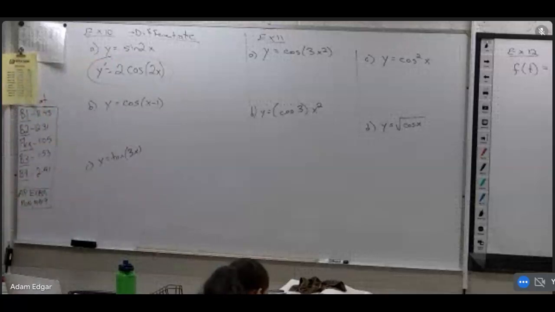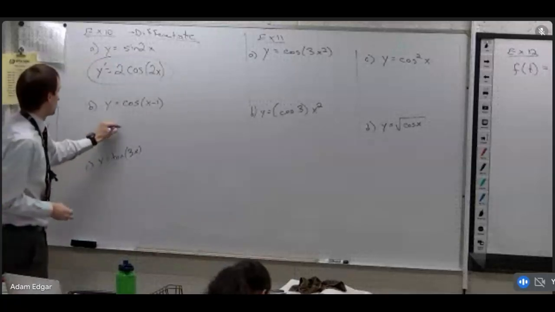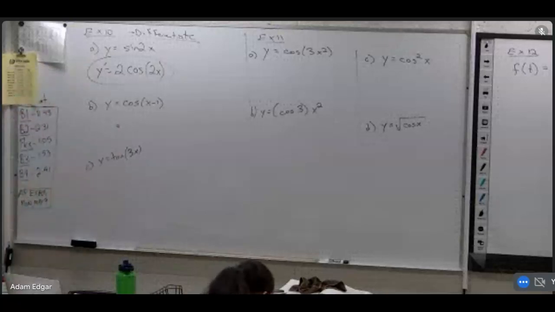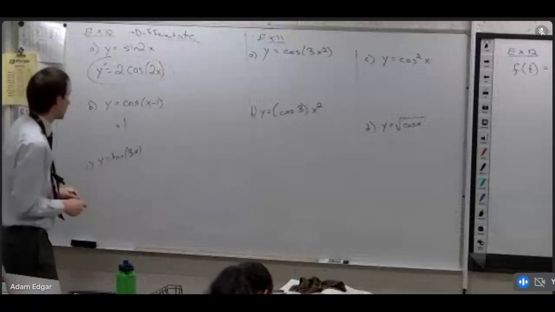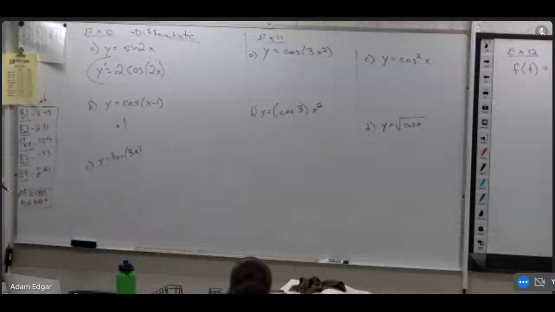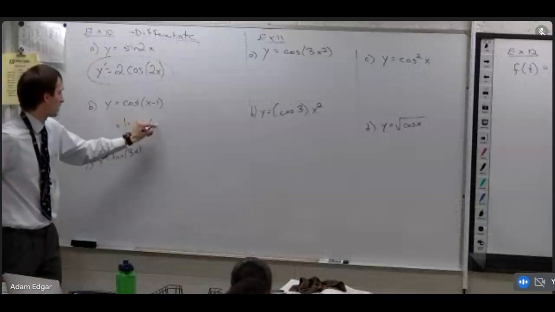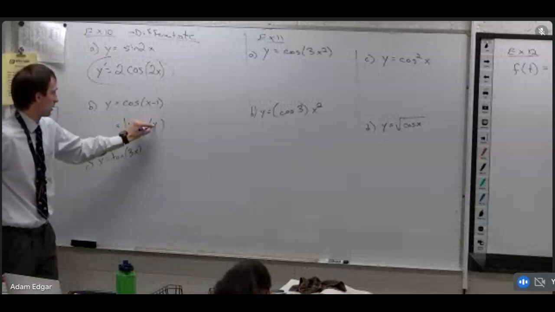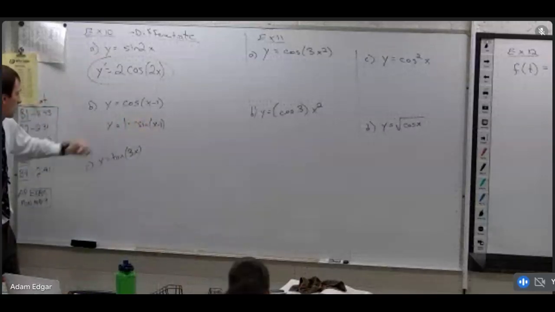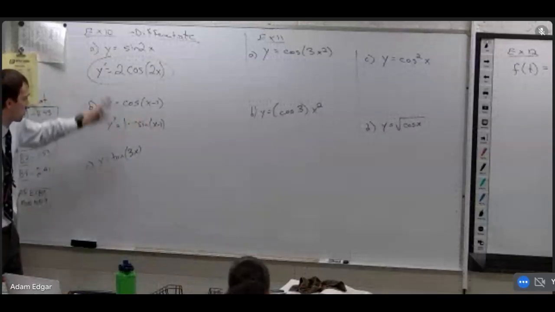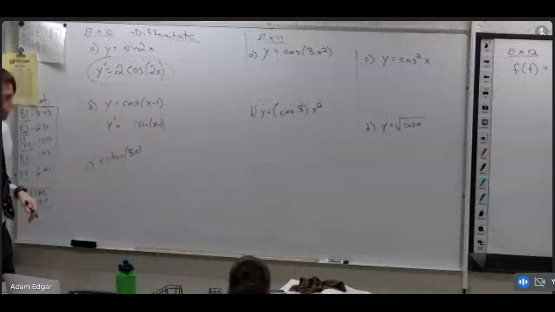How'd you do? All right. B, who's your inside? What's that thing's derivative? 1. Hardly even need to write it. And what's the derivative of cosine? Negative sine. What's inside your sine function? X minus 1. What's 1 times negative 1? Negative 1. Ta-da!